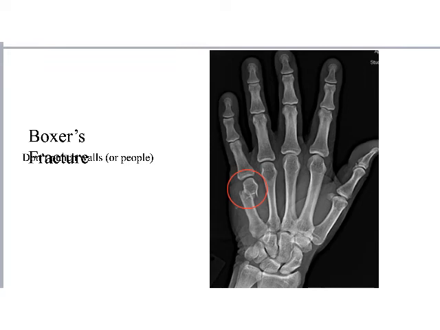So here's an example of what I was talking about with that boxer's fracture. So this is the thumb, right? So the thumb, this would be the first metacarpal, the second, the third, the fourth, and this would be the 5th metacarpal. And you can see right here, that bone has broken off, right? It should be in that direction. So this guy probably punched a wall or punched somebody and ended up breaking his 5th metacarpal, having a boxer's fracture.